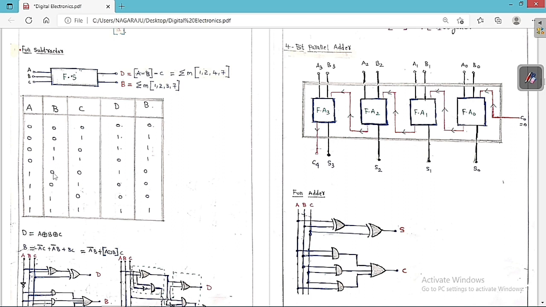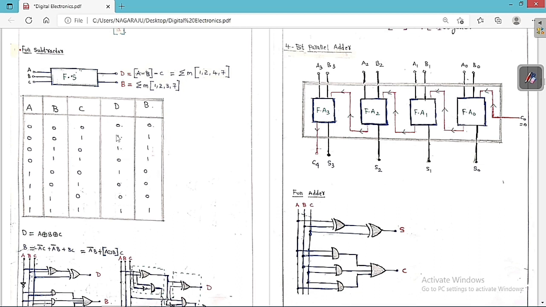So 1 minus 0 is equal to 1, 1 minus 0 is equal to 1. Then 1 minus 0 is 1, and 1 minus 1 is 0. So the difference is 0 and the borrow is 0. Here again 1 minus 1 is 0, 0 minus 0 is again 0, and 1 minus 1 is 0. Then 0 minus 1, take a borrow of 1, so 2 minus 1 is equal to 1 and the borrow is 1. So this is the output difference and this is the output borrow that we are going to get.